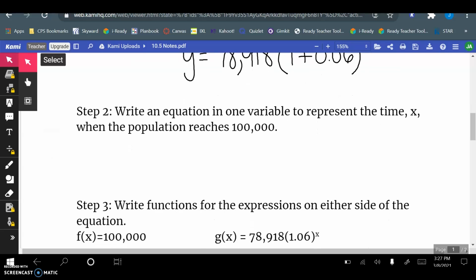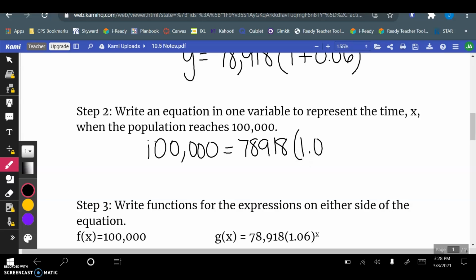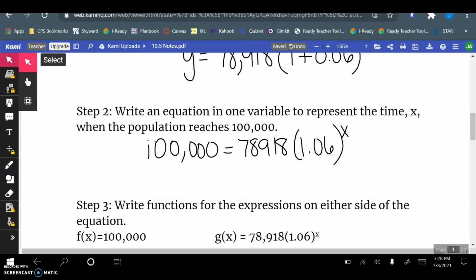Then step 2 wants us to write an equation in one variable to represent the time x when the population reaches 100,000. So what that means is, when does it equal 100,000? So instead of having a y, we're going to have 100,000. And if I add those together, I get 1.06 to the x power. So when will it equal 100,000?